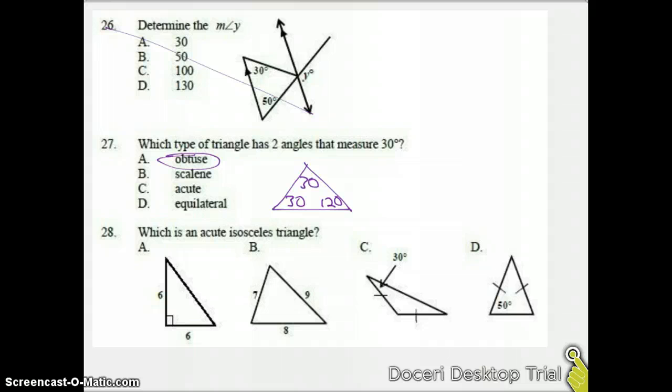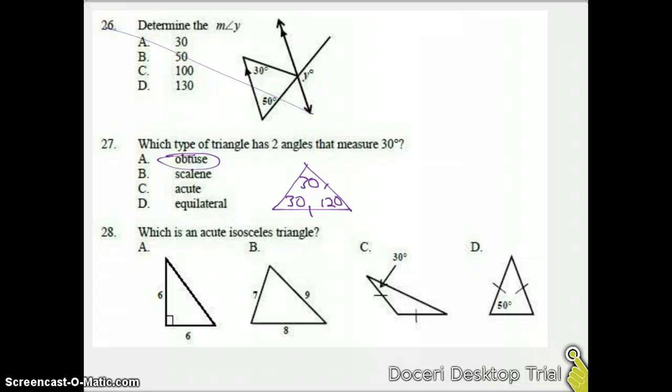Now, it wouldn't necessarily be scalene. It would actually be isosceles because the two angles match the 30 degrees. So that means the opposite sides would also match. An acute triangle has to have all angles less than 90, and an equilateral would have all angles the same, which means they'd have to be 60 degrees.